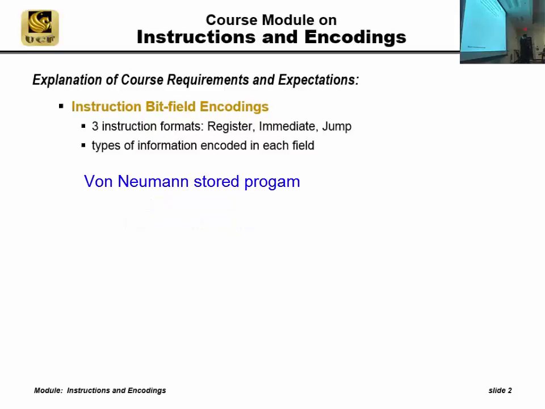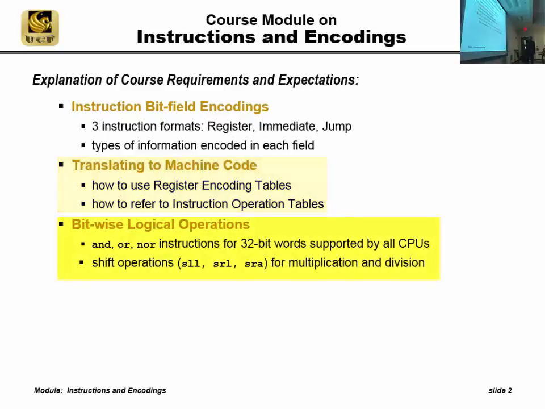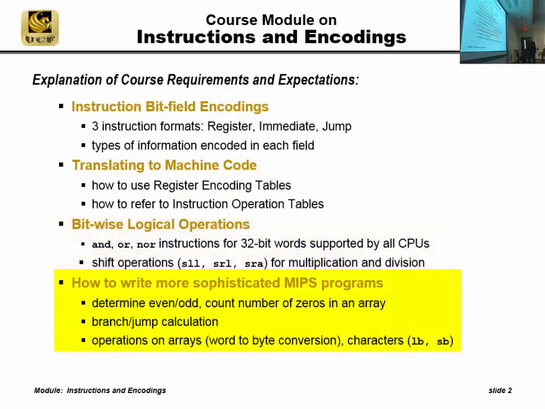We're going to actually see von Neumann's program concept, and we're going to learn some new instructions. So this helps us translate to machine code. We're going to actually see the bits. We're going to have some new instructions. We actually covered shift left logical already, but we're going to cover some other ones. And how to write more sophisticated programs, which is the downside because then you have a new project. We'll look at moving different size data elements too.